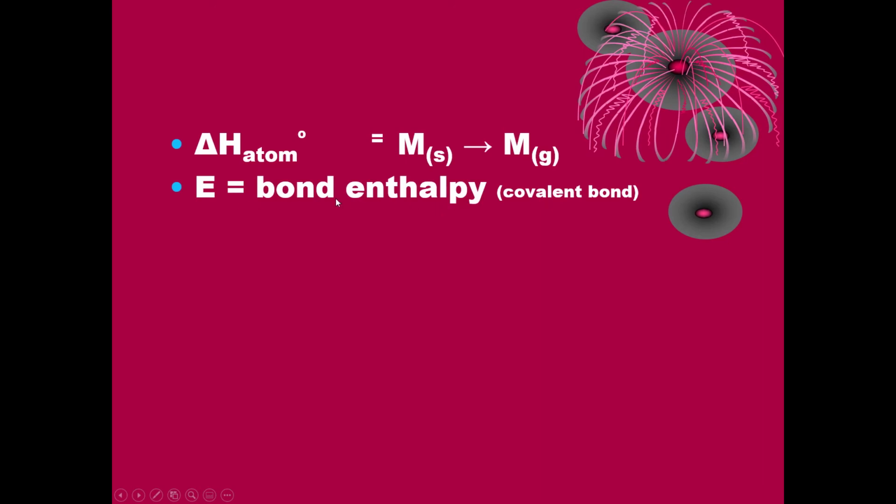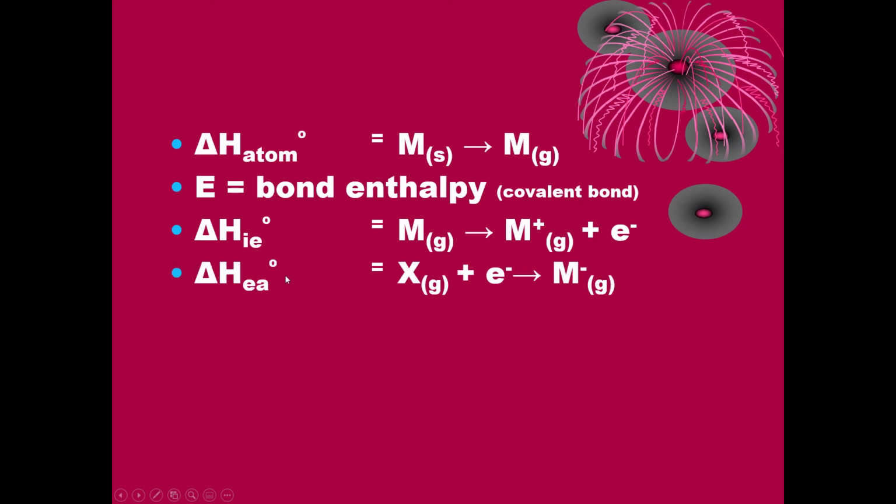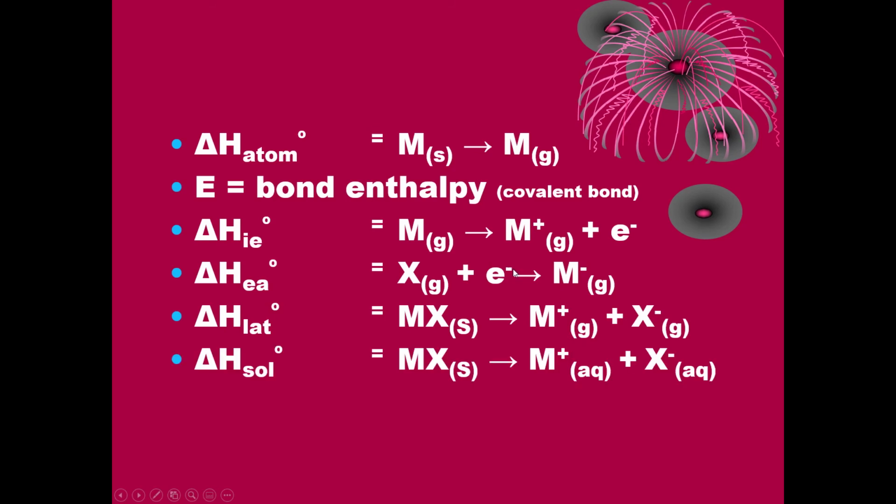A second one, bond enthalpy, was just the energy of a covalent bond. Ionization energy, the energy required to take a gas, knock off an electron. We had electron affinity, the energy released when an atom in its gaseous state absorbs an electron, and lattice enthalpy, a solid ionic compound into its constituent ions in the gas phase.